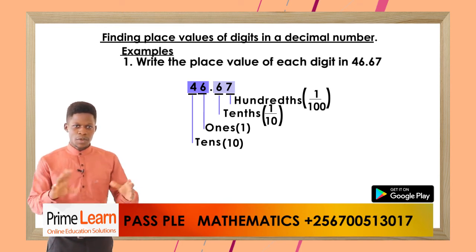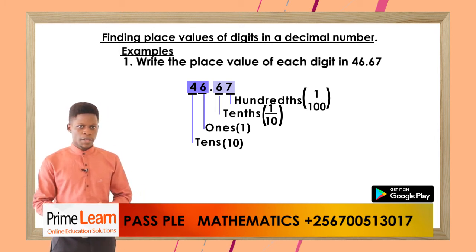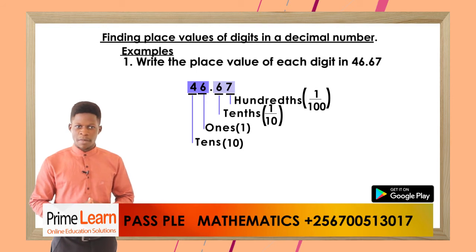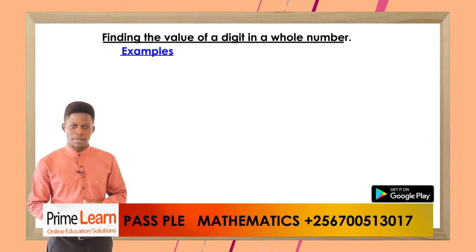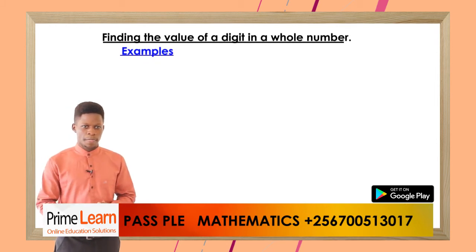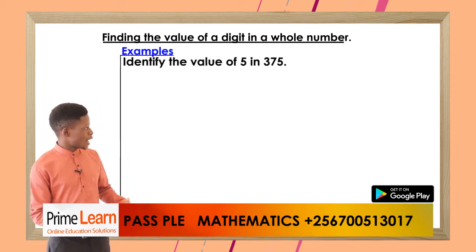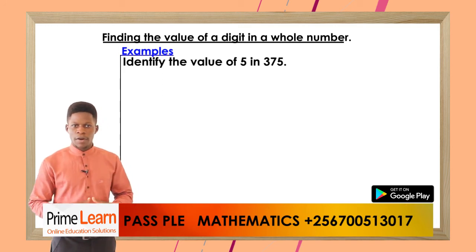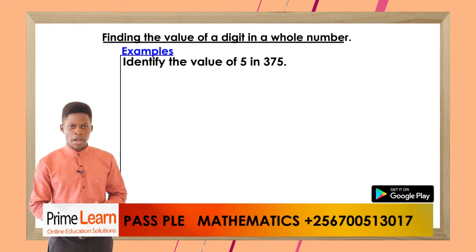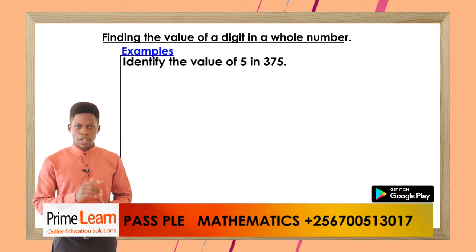Now, my dear, since we have finished reminding ourselves about writing the place value of digits in a decimal number, let's also remind ourselves about how to find the value of any given digit in a whole number. Let's assume they have given us a number like 375, as you can see there on our screen, and they want us to identify the value of 5 in that number. How do we do it to find the value of a given digit? I think you learned this in your previous lessons.